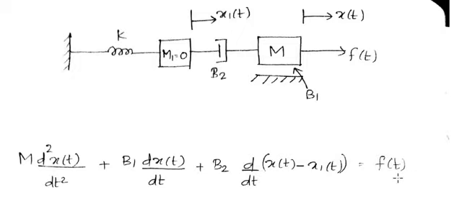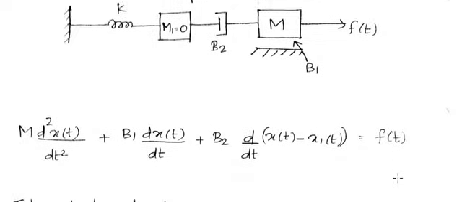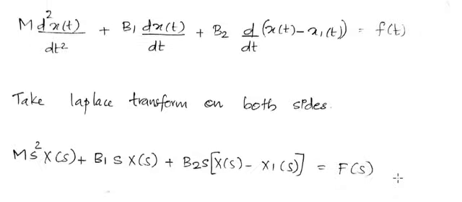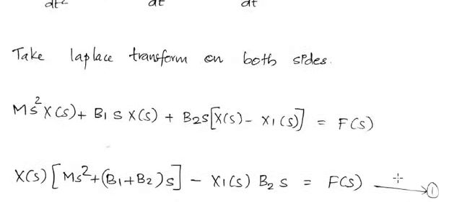So once we have the differential equation, we have to take Laplace transform on both sides. So we have taken Laplace transform on both sides, right? Then we are bringing the terms of X(s) together and X1(s) together, right? So that would be equation number 1.